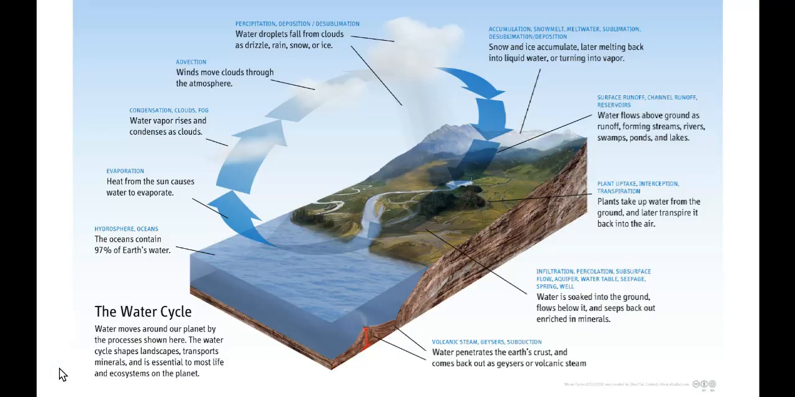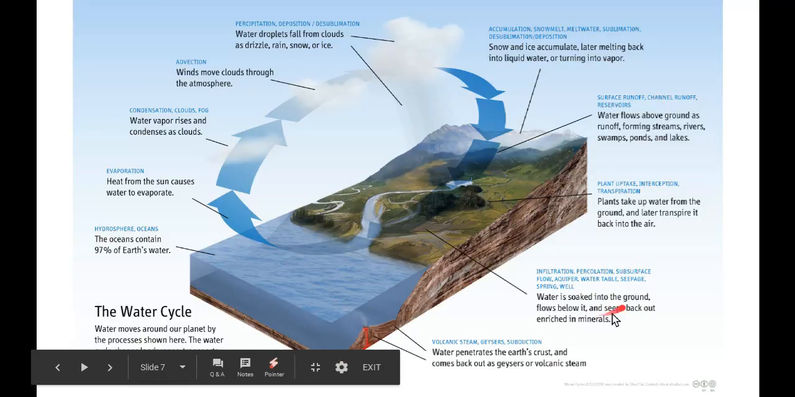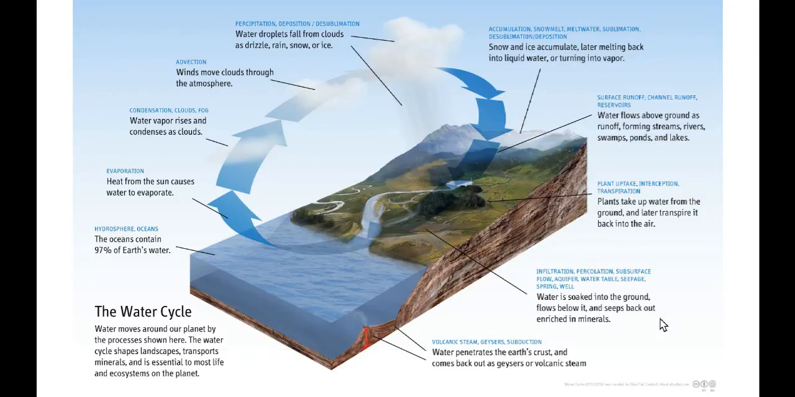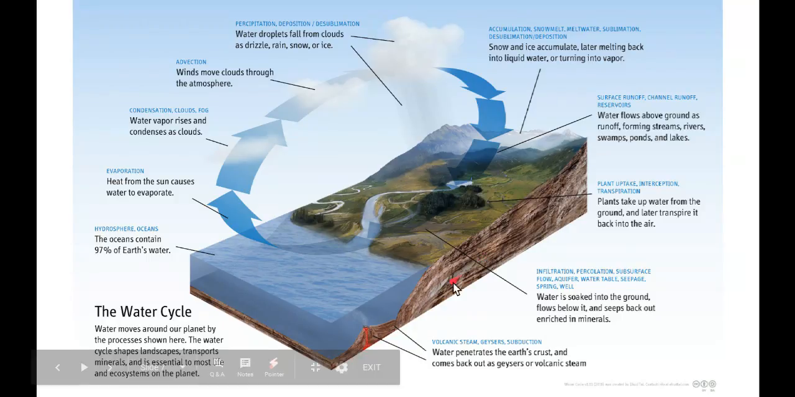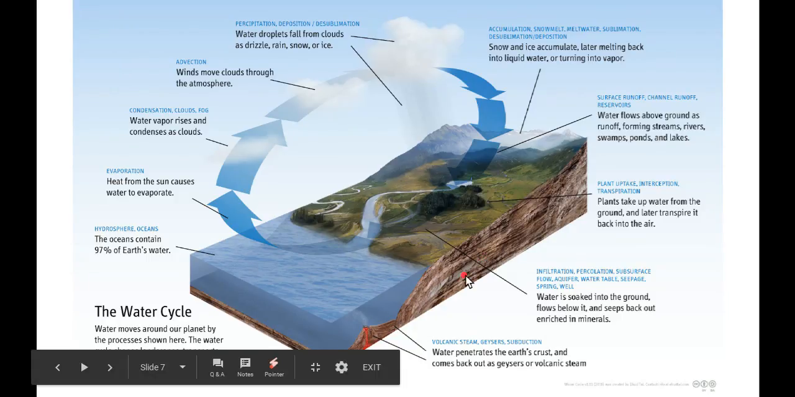So this is the water cycle, and we're not necessarily worried about the water cycle, but I want you to look here at this section. So this shows infiltration, percolation, subsurface flow, aquifer, water table, seepage, spring, and well. So it says water is soaked into the ground, flows below it, and seeps back out enriched in minerals. So these layers of rock here that you can see in this cross section are part of the aquifer.